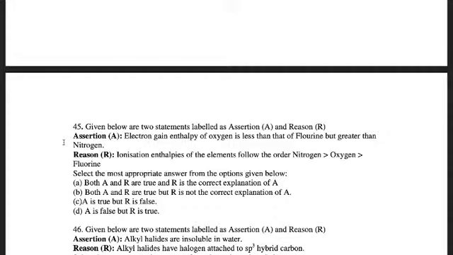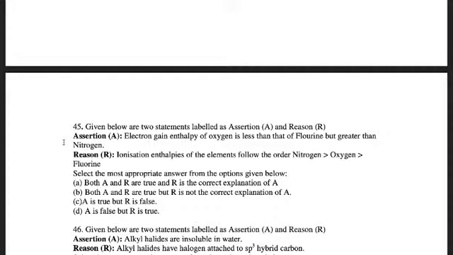A. Both A and R are true, and R is the correct explanation of A. B. Both A and R are true, but R is not the correct explanation of A. C. A is true, but R is false. D. A is false, but R is true. Correct. The answer is C. A is true, but R is false.